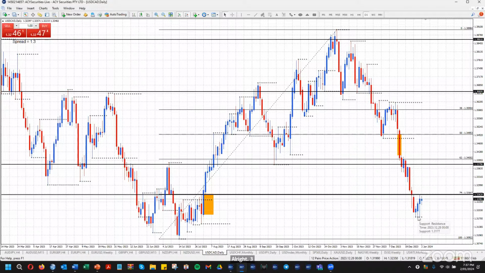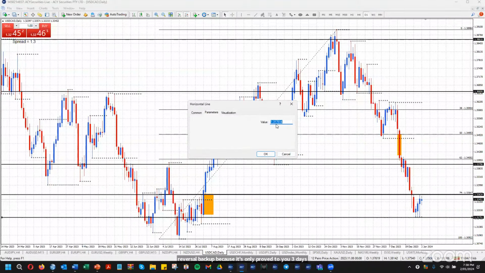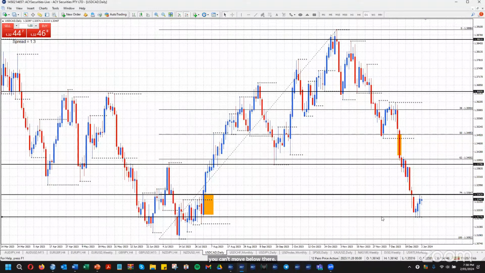3 days there, 131.70-ish, 131.77. So if we get back down to 131.77, that would be a very good level to watch for reversal back up, because it's already proved to you for 3 days it can't move below there. All right, so it's right in the middle of this consolidation over there to the left. So that's what I'll be watching at the moment.